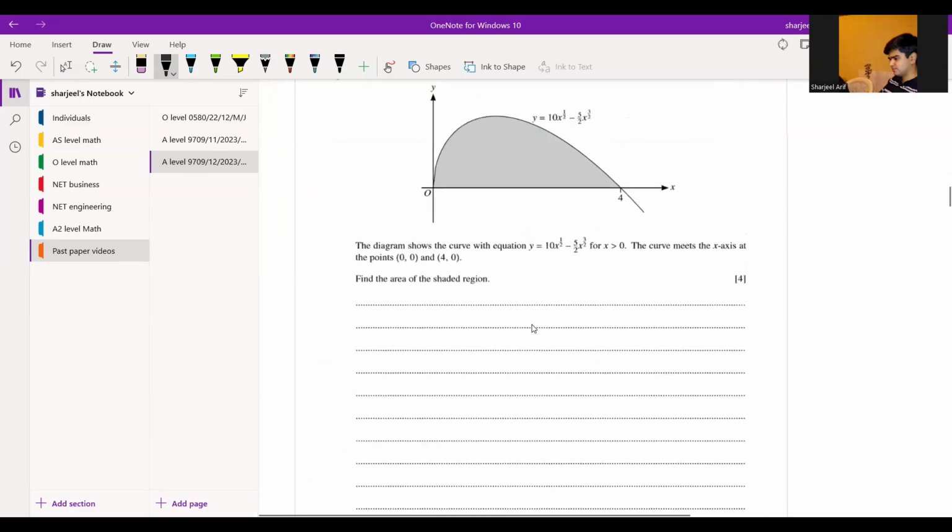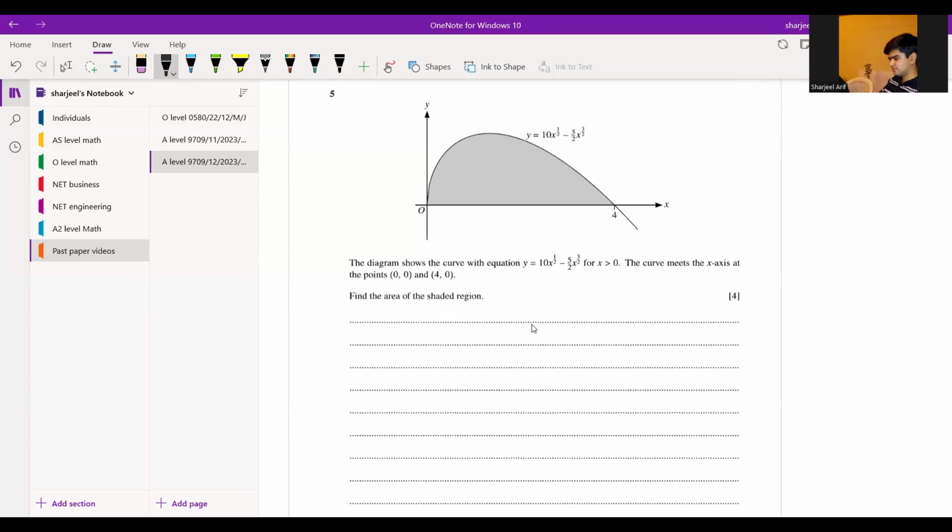Now look at question number 5. We have the diagram where a curve has the equation 10x^(1/2) minus (5/2)x^(3/2). The curve meets the x-axis at points (0, 0) and (4, 0). We have to find the area, so we will apply integration, taking the limits as 4 to 0.